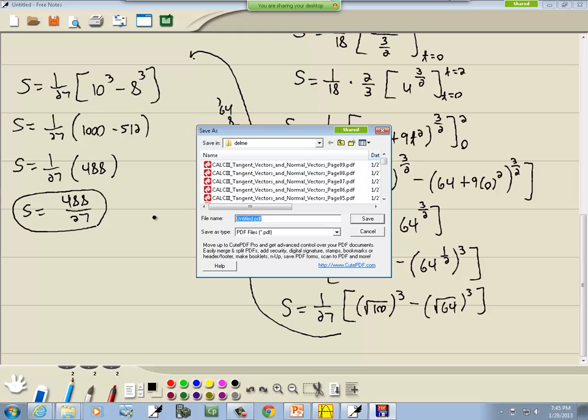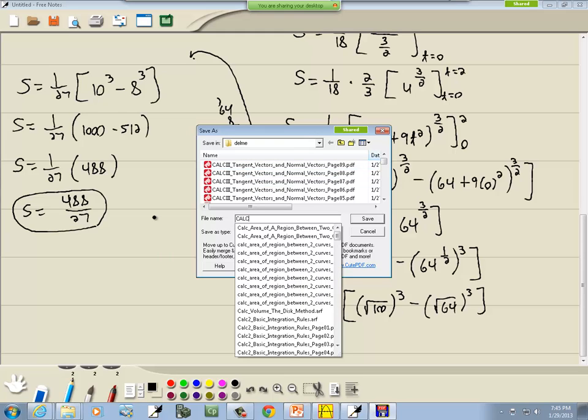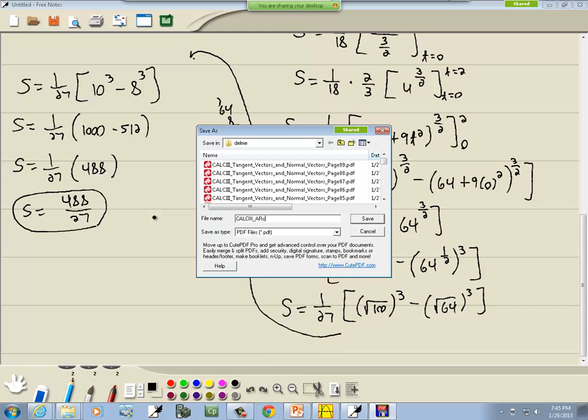Okay, so Calc 3 and arc length and curvature, page 01.pdf.